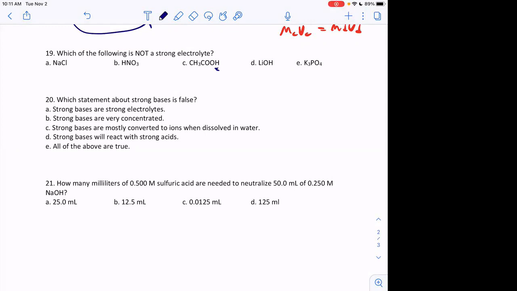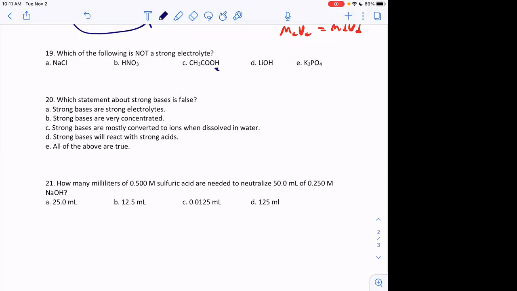What's lithium hydroxide? Strong base, right? It's an ionic compound, but it's also a base because of the hydroxide. And it's strong because it fully dissolves in solution, right? Hydroxides in general are insoluble, but lithium's in group 1. So that's always the exception. All the group 1 alkali metals are soluble. There's no exceptions.